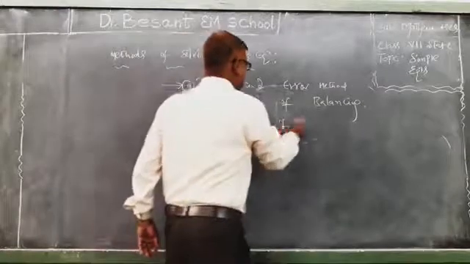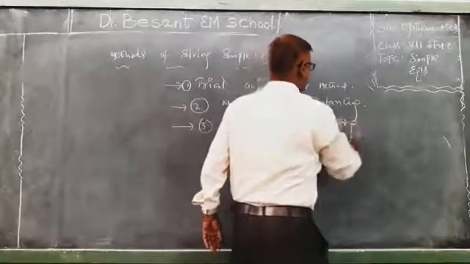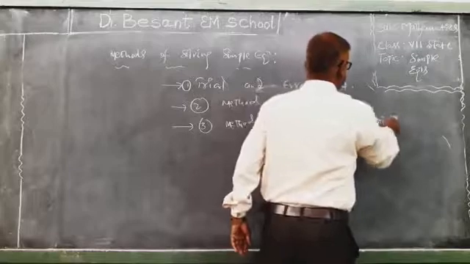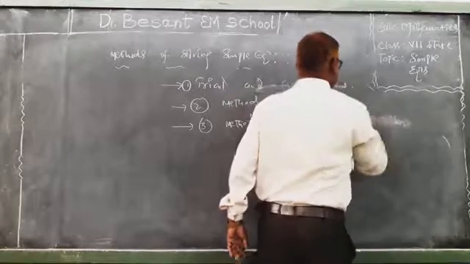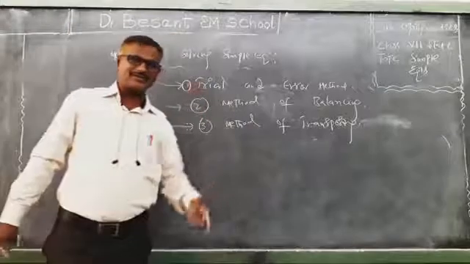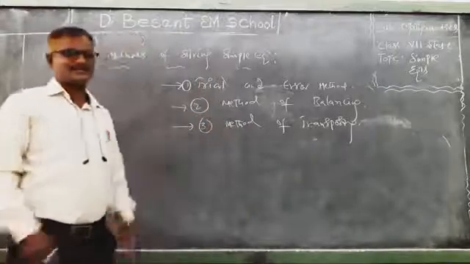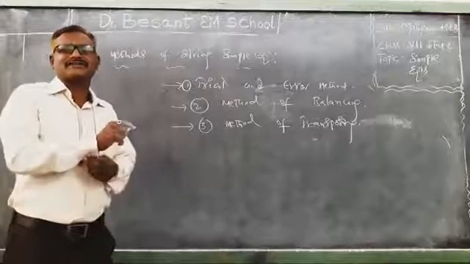Method of transposing variables, or else simply write method of transposing. No need of writing variables also. No problem. So trial and error method, method of balancing, method of transposing. These are the three methods of solving a simple equation.